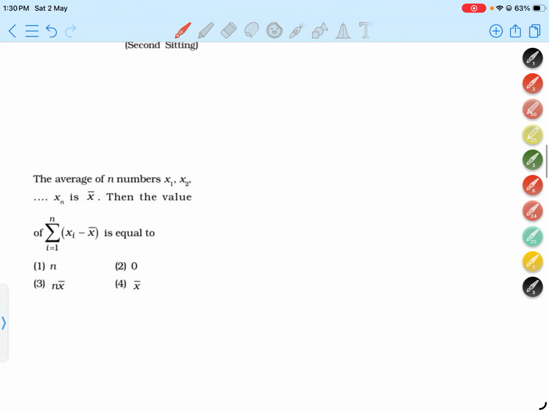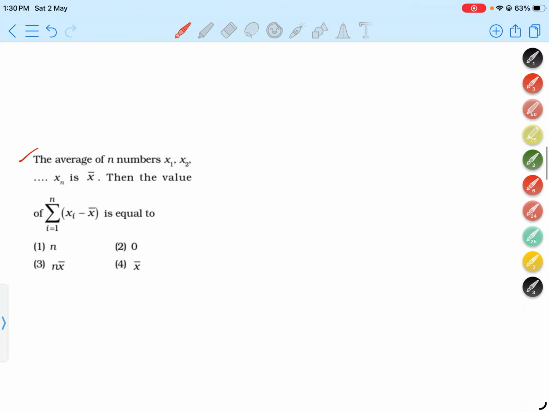From this question, the average of n numbers is x bar, then the value of this is equal to, as we all know, whenever we subtract each quantity from the mean itself, we get the deviation of each quantity, and if we take the sum of all the deviations, then it is always equal to 0. So by the property of average, it is 0.